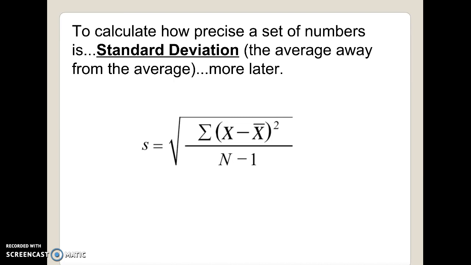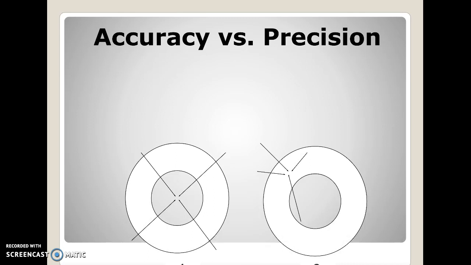Now, to calculate how precise a set of numbers is, we use standard deviation. And a general definition of that is the average away from the average. And this is the formula for it. Don't worry about that right now. More later. So some examples here.